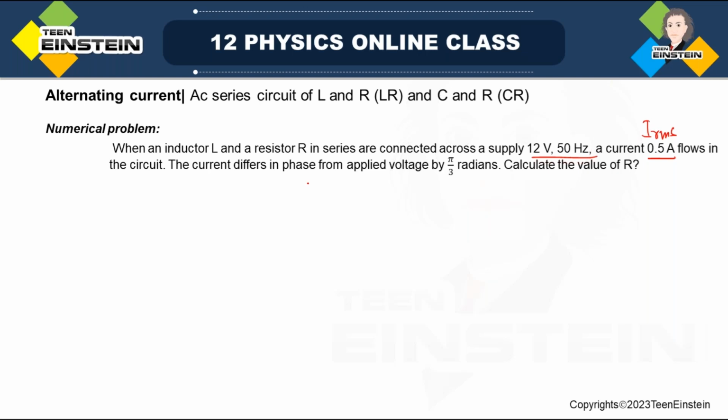And the current differs in phase from the applied voltage by pi by 3 radians. That means phi is given. We have to find out what is this R.